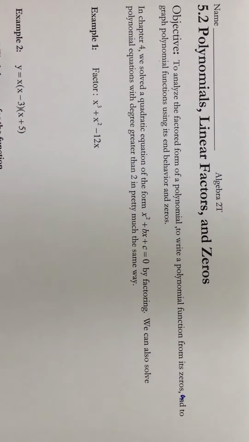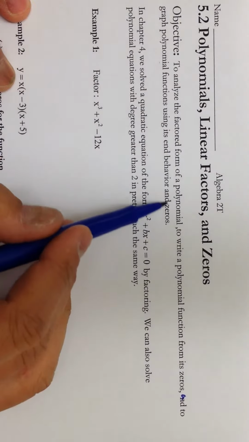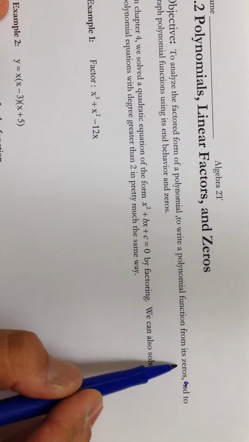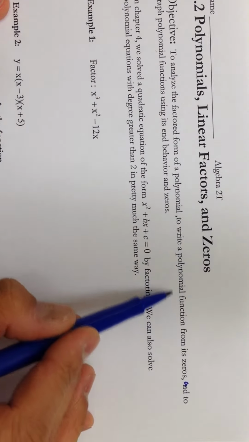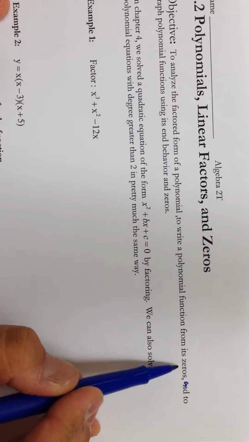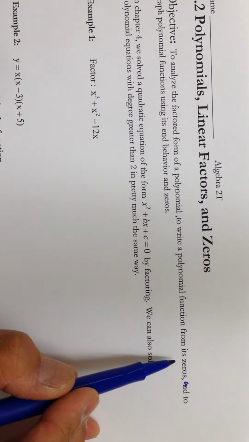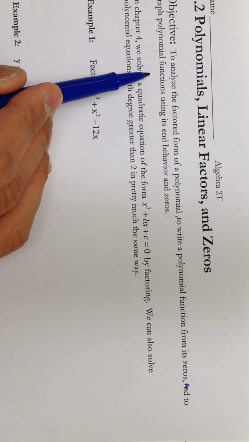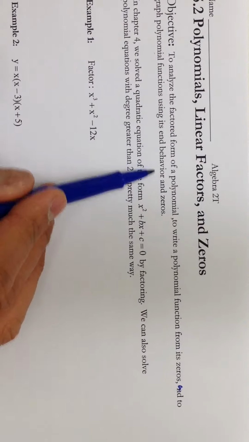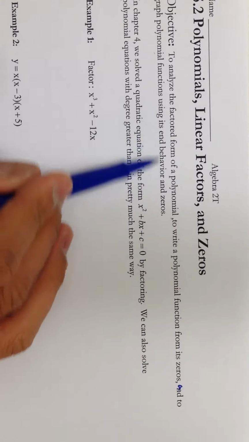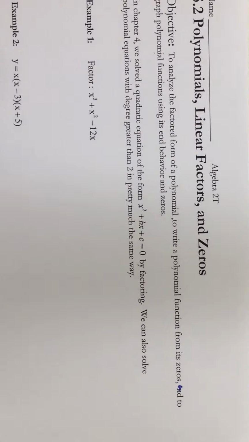In 5.2, we are going to analyze a polynomial. I'm going to show you how to find the zeros of a polynomial. In other words, find all the points where the graph will cross the x-axis. That's the zero. We are also going to graph polynomial functions using its end behavior and the zero. So make sure you remember how to look at a function and know its end behavior.